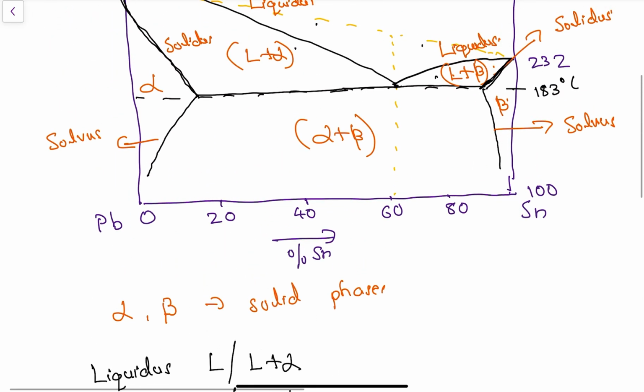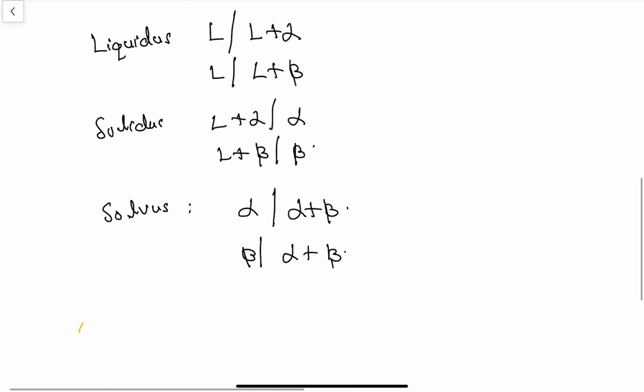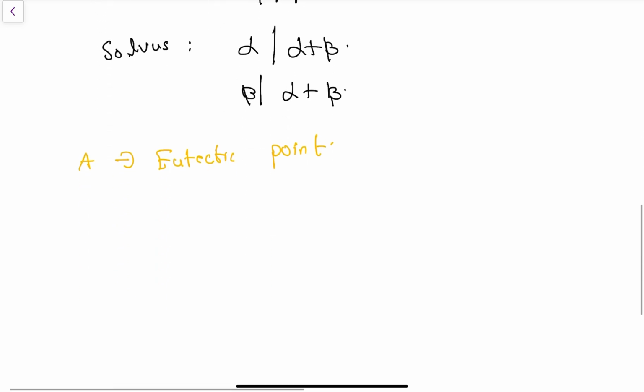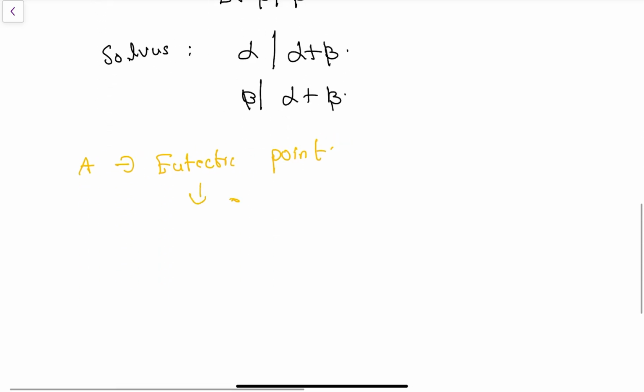And so let us call this point A. This is the important point, and that A point is called the eutectic point. Eutectic actually means easy melting.